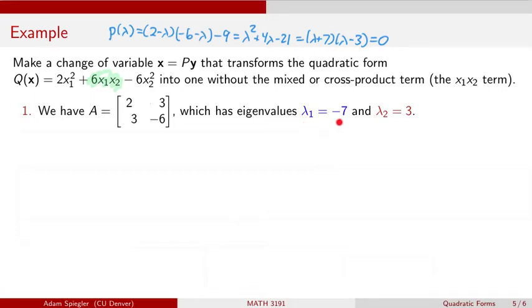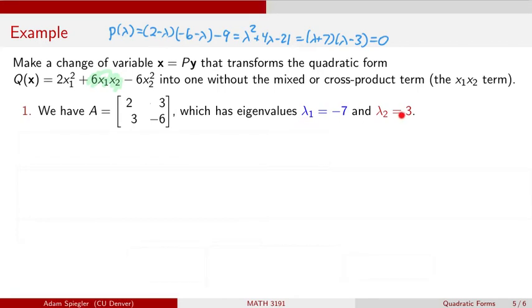And then you can verify that matrix A has eigenvalues lambda 1 equal to minus 7 and lambda 2 equal to 3. The reason we're finding eigenvalues for this matrix of the quadratic form is because we want to diagonalize the quadratic form by finding this change of variable matrix P, which is going to be the same matrix P which diagonalizes matrix A. So this matrix P is going to consist of orthonormal eigenvectors for matrix A.